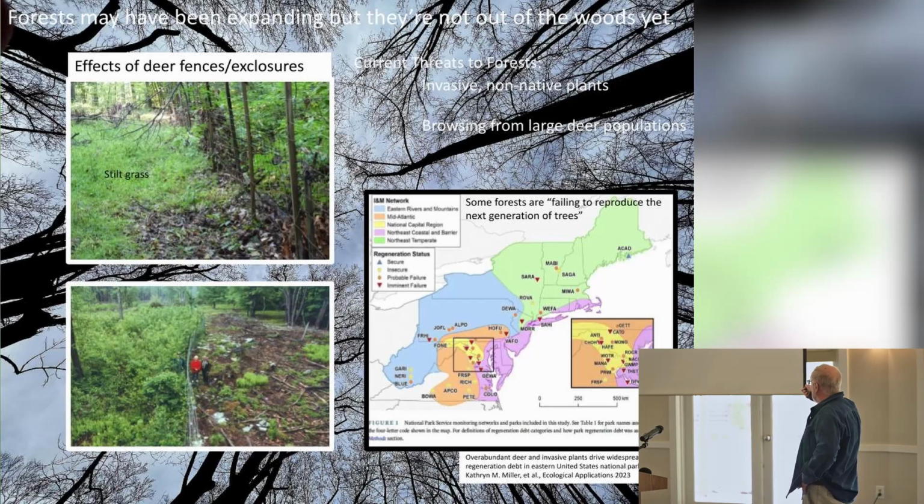This was a study published last year. These are all national park areas where they take intensive data for long periods of time. They've been studying the vegetation. And they found, if you look, you see the reddish and orange. Look at all those. Those are probable failure or imminent failure sites, which means that these forests are not going to grow back to the same forests they're predicted to be now, because the seedling bank has been consumed by invasive plants and deer.